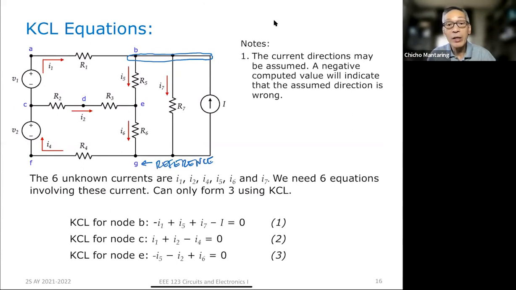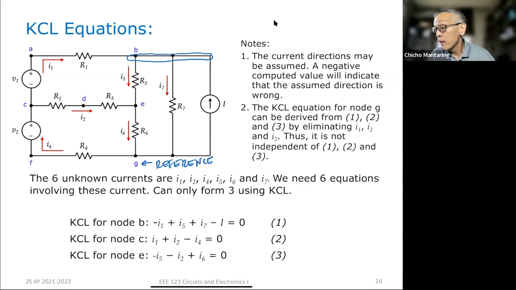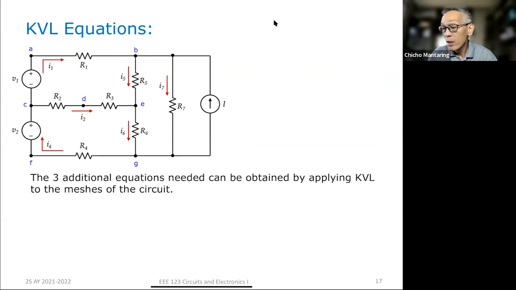Okay. By the way, these are just notes. The current directions may be assumed. A negative computed value will indicate that the assumed direction is wrong. The KCL equation for node G can be derived from 1, 2, and 3 by eliminating I1, I2, and I5. That's what I mentioned earlier. So the 3 additional equations needed can be obtained by applying KVL to the meshes of the circuit.